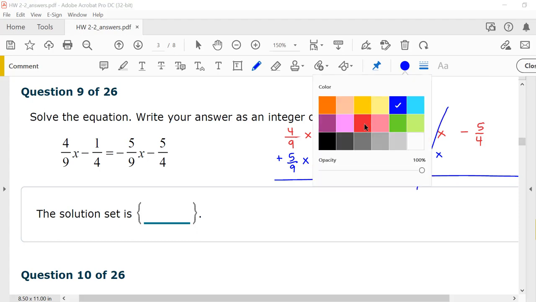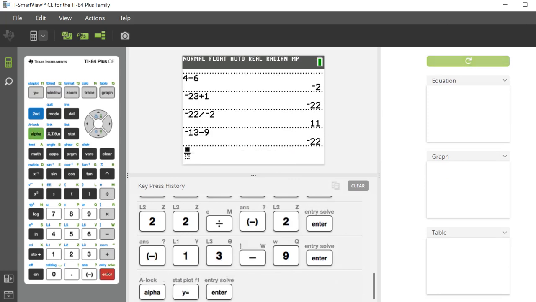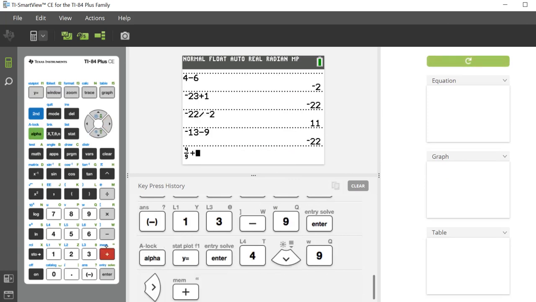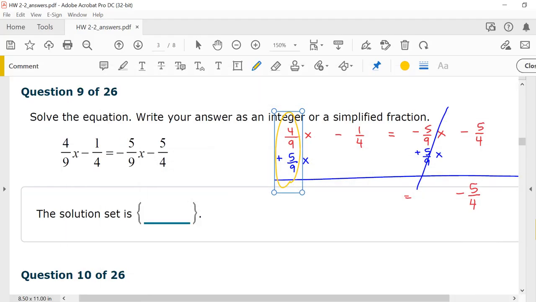5/9 x minus 5/9 x is gone. It's 0. So on the right, I'm left with negative 5/4. On the left, I need to add 4/9 plus 5/9, which is 1. So I get 1x minus 1/4 equal to negative 5/4. Do I need to write the 1x? Nope, that's the same as just writing x.